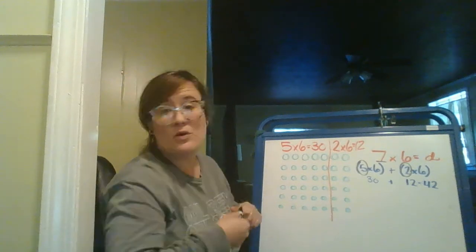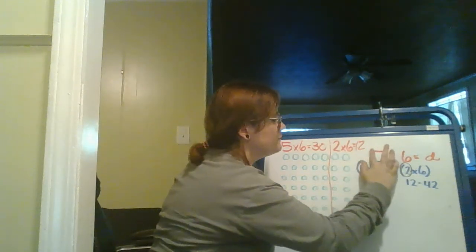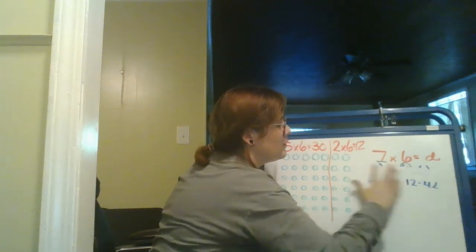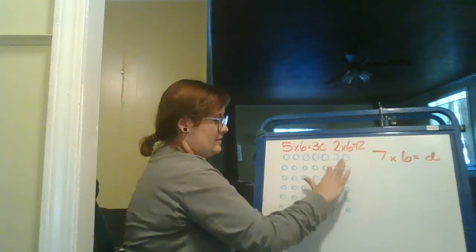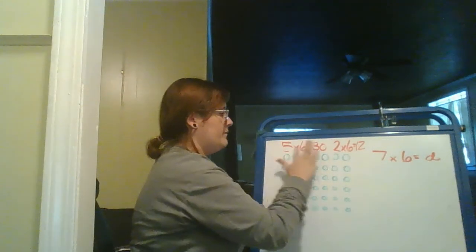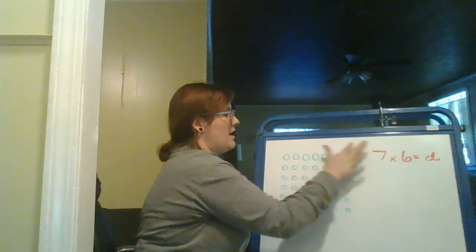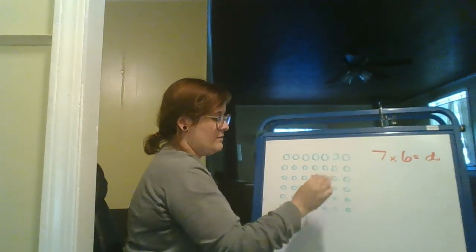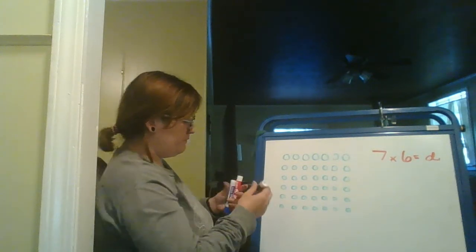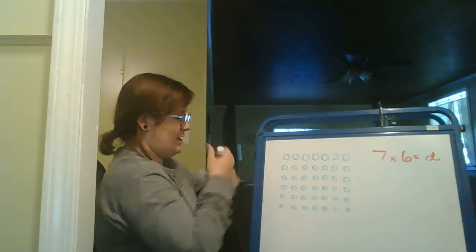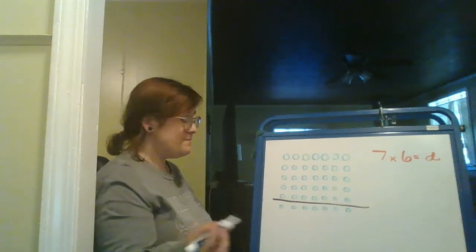Now, this is cool because this works in lots of different ways. Watch, I'll show you. Let's get rid of this line. It doesn't matter where I cut my shape apart, my array, as long as it keeps equal groups. I'm going to cut it right here this time. This is also going to give me a 5 to work with, okay?